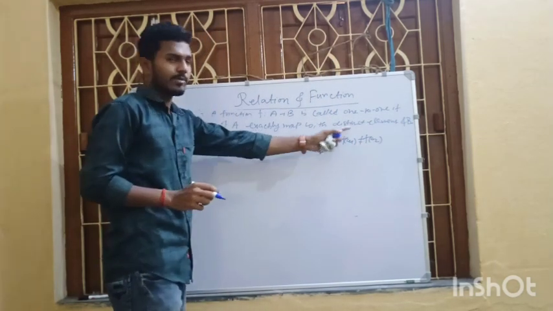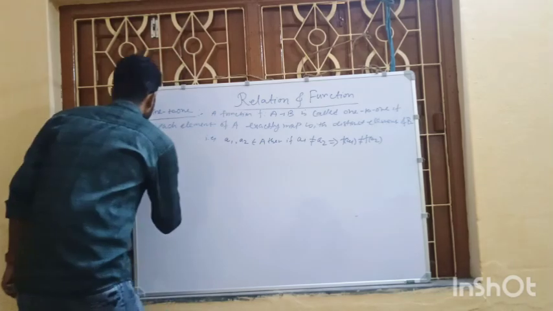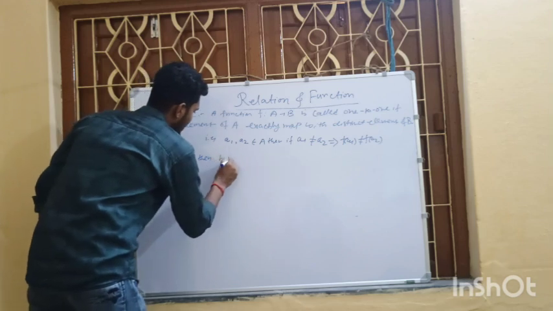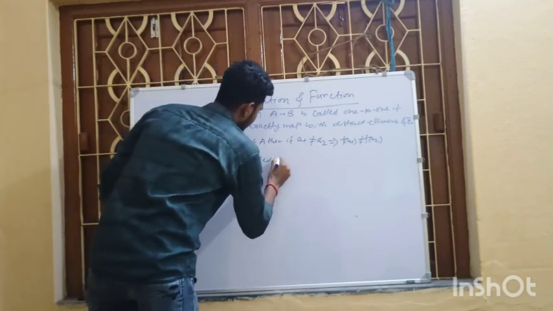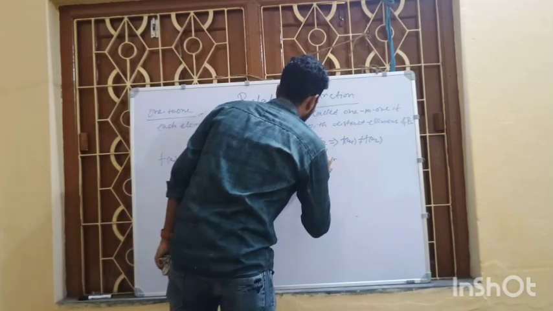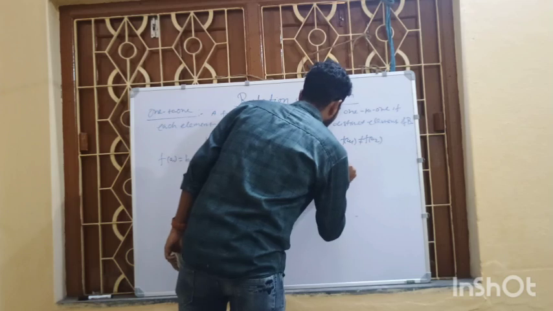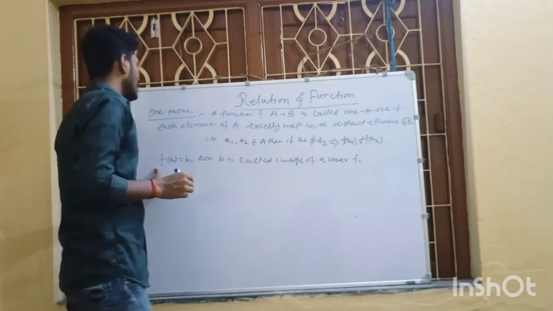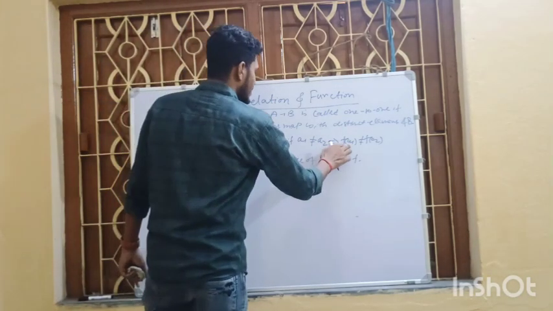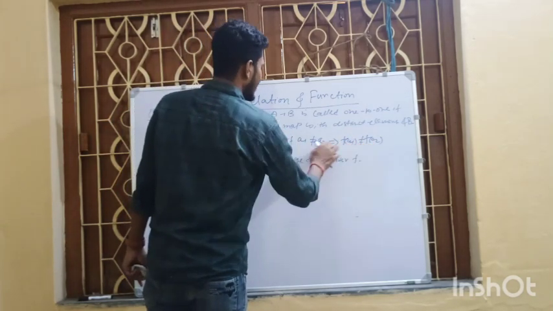So what is actually f of A1 and f of A2? f of A1 is the image of A1 and f of A2 is the image of A2. So now if f of A equals B, then B is called the image of A under f. So what is f of A1? f of A1 is the image of A1 under f, and what is f of A2? That is the image of A2 under f.